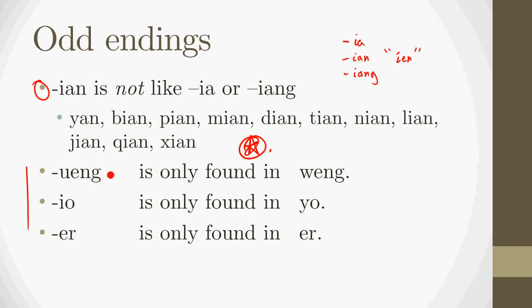This one is only found in the neutral case when we have no initial plus U-E-N-G, making weng. Okay, same with this one. You only have nothing plus I-O equals yo, and nothing plus ER is er. These are just weird ones. To my knowledge, this one is only used for one character, and that is kind of the equivalent of saying "oh." So it's kind of a rare one. This one I know is used in a couple characters, and this one as well. But they are kind of weird in that they never ever take any sort of consonant initial. They're only just by themselves. Okay?